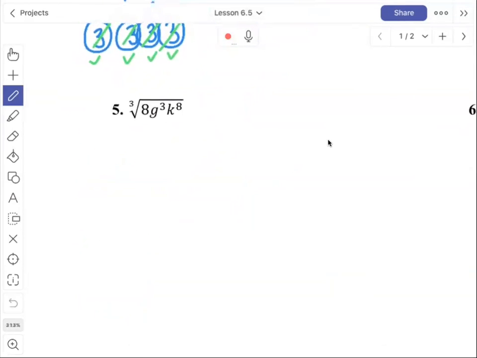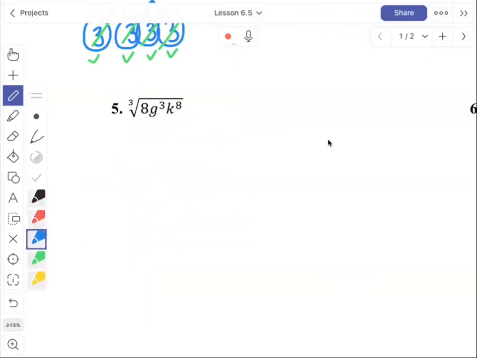All right, so number 5, we have some variables here. Okay, so it's actually very similar. It's just the same thing we did before. First thing is start with the number, and I'm going to break this down to be 2 times 2 times 2. So you don't always have to just have 2 branches. You can have as many branches as you want.